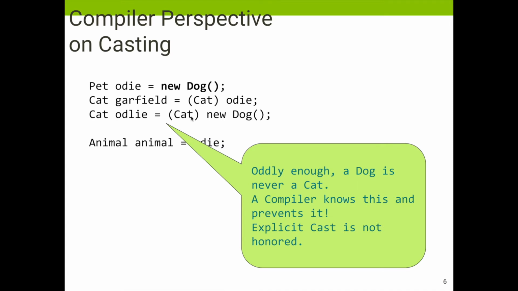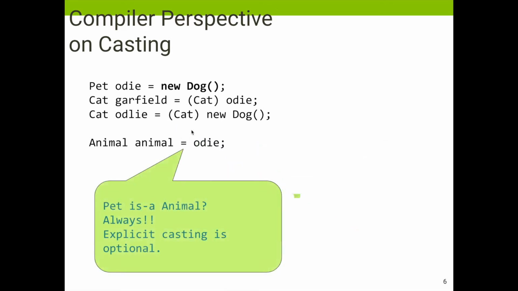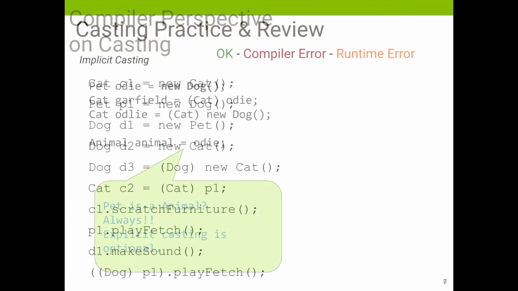It just completely fails. All right, so down at the last line here, we have animal equals, this is Odie. Odie, a pet. Will that work? Can I stick Odie the pet into an animal? Yes, because a pet is an animal. It's always an animal, no matter what. No explicit cast, no implicit cast happens for you. Explicit casting is optional. This gets through the compiler and it gets through the runtime with no errors whatsoever.